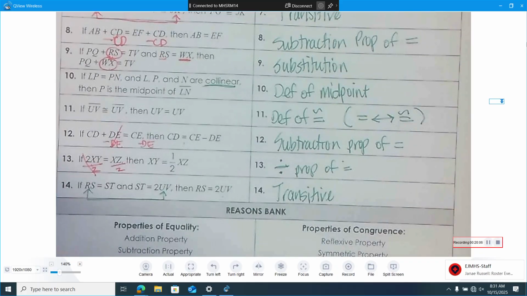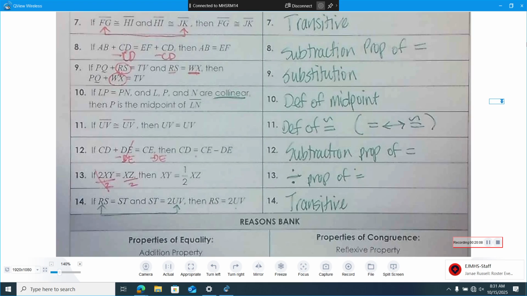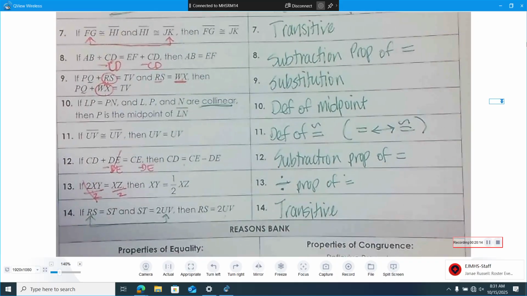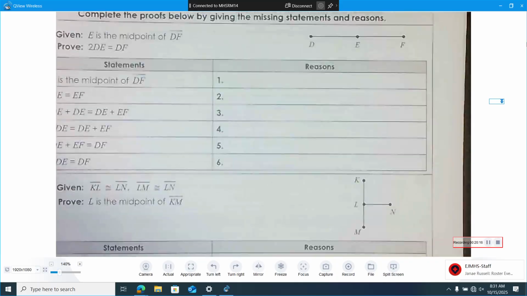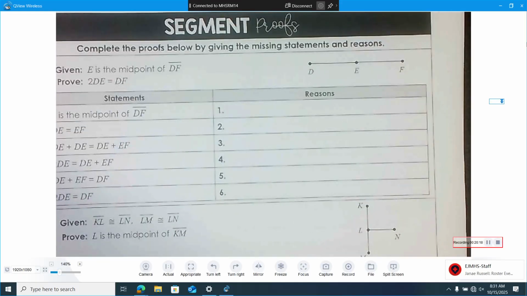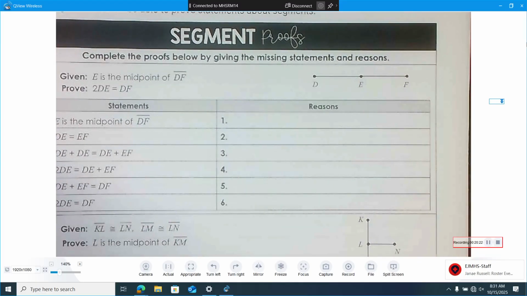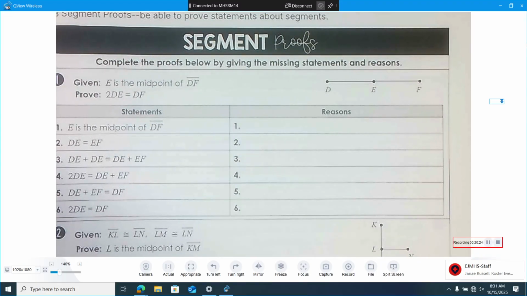So now that we've played around with those things, we're going to apply them to our segment proofs, which we still have like over 40 minutes to go, right? That's great. Okay, so we're going to try some segment proofs here using what we know.